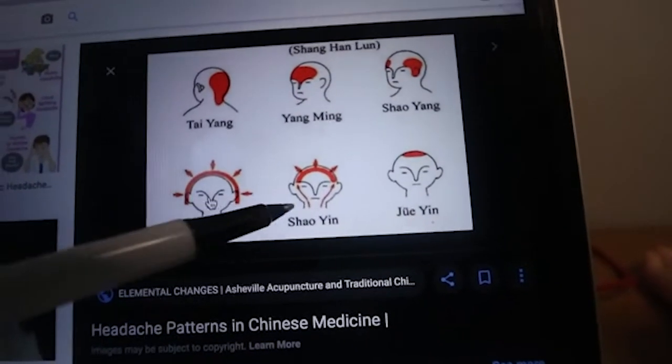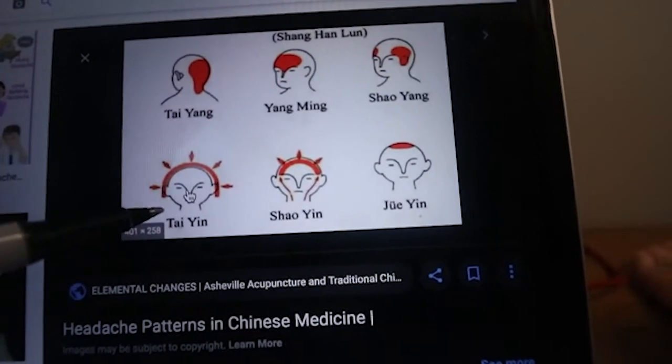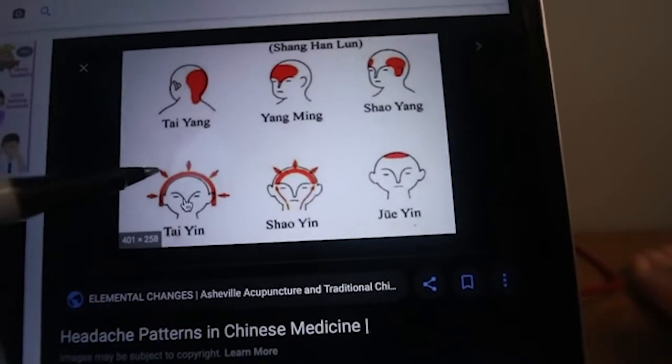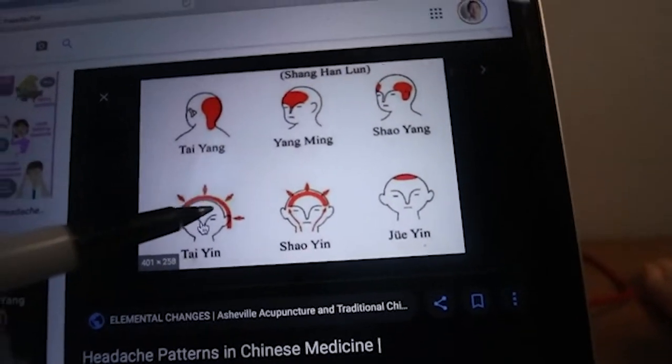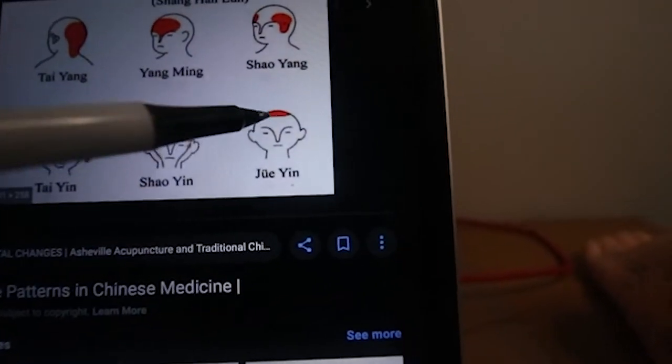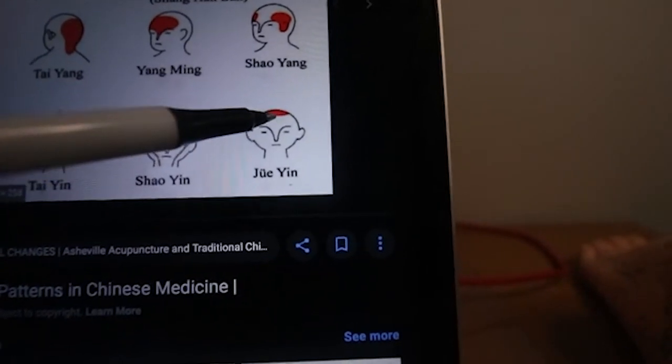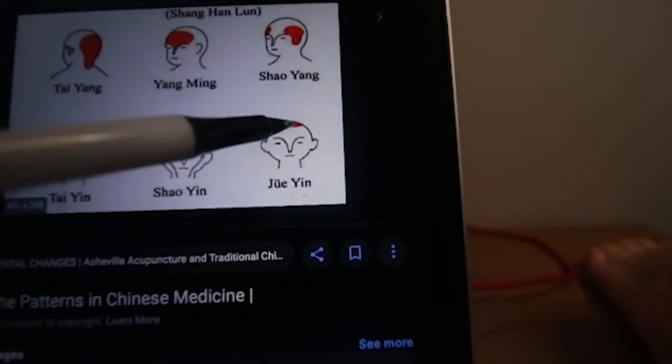And this one here, these two are very similar, taiyin headache and the shaoyin headache. So that's headaches that encompass the entire head. Lastly, this one's called the Zhuiyin headache, which is basically a vertex headache, which is the top of your head where you feel the pain. So depending on the location of your headache, that will determine which acupressure points or acupuncture points that your acupuncturist or your practitioner uses.